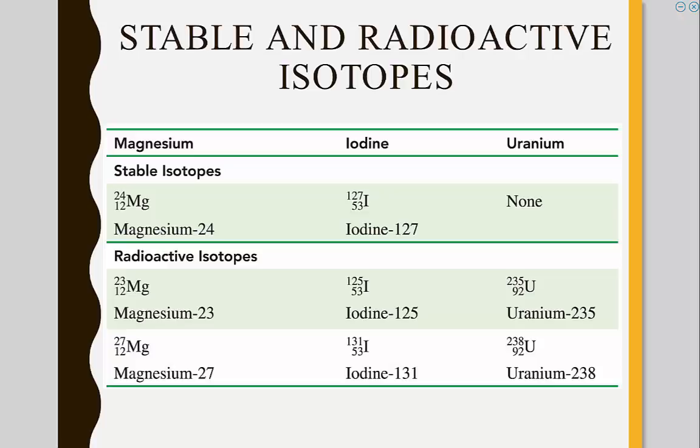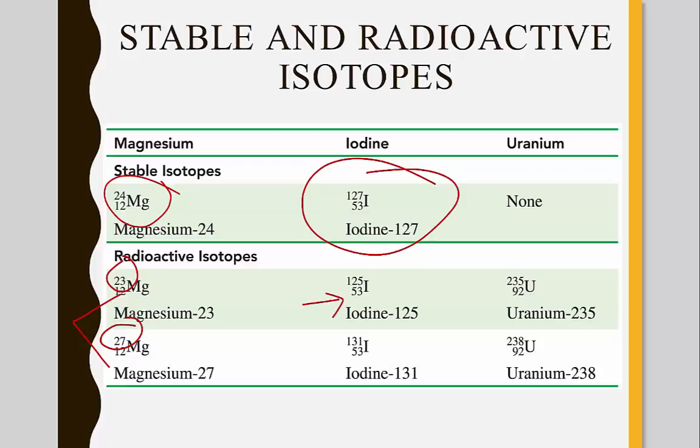So here are just a few examples. If we look at magnesium, there are two radioactive isotopes with magnesium. One with 23 protons and neutrons, and one with 27 as the mass number. Iodine, notice the bottom number is always 53. It could have a mass number of 125 or 131.